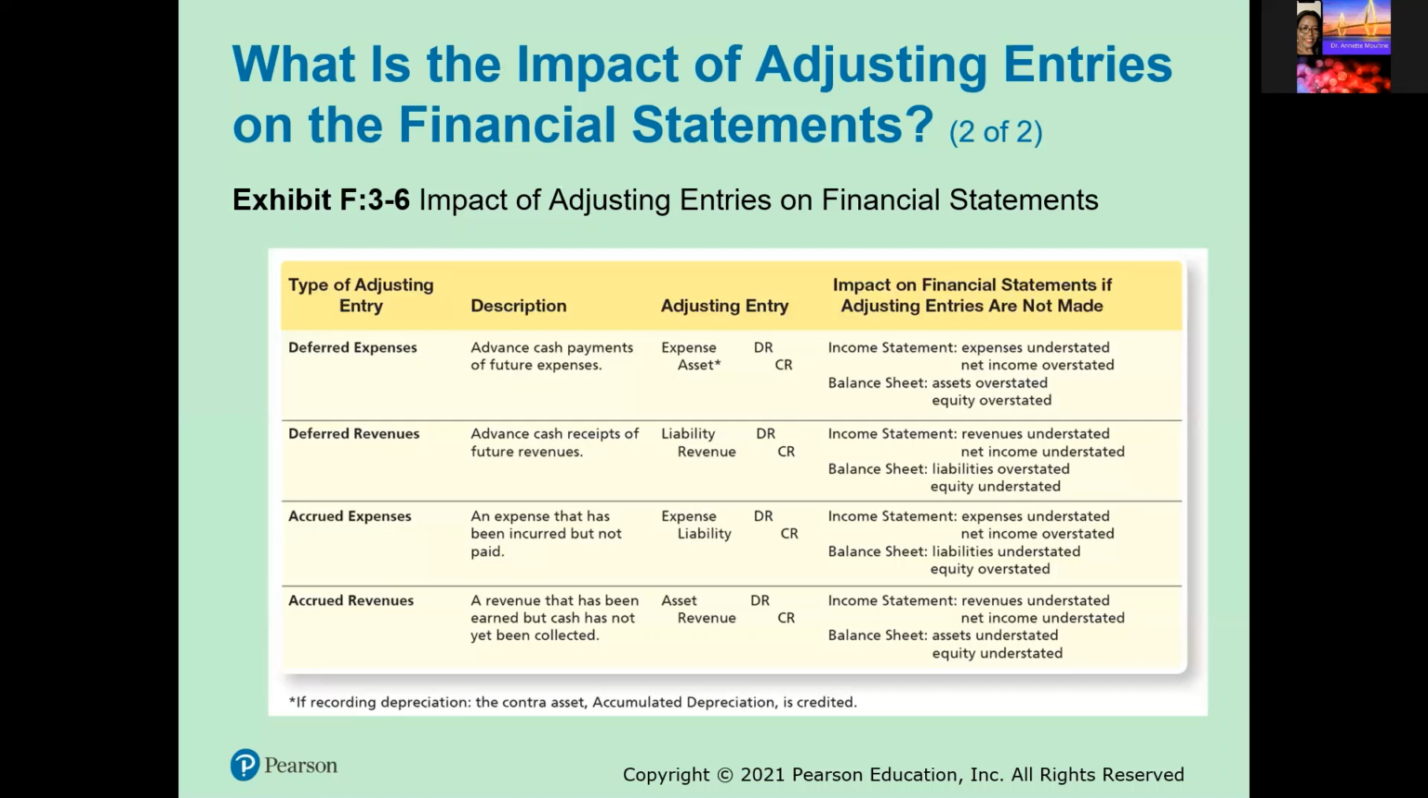So here at Exhibit 3.6, you have the type of adjusting entries. You have deferred expenses, deferred revenues, accrued expenses, accrued revenues. So we know that deferred expenses are advanced cash payments of future expenses. The adjusting entry is an expense asset. There's a debit or credit, and the impact on the financial statement if adjusting entries are not made. On the income statement, expenses could be understated and net income overstated. On the balance sheet, the assets can be overstated and equity overstated.